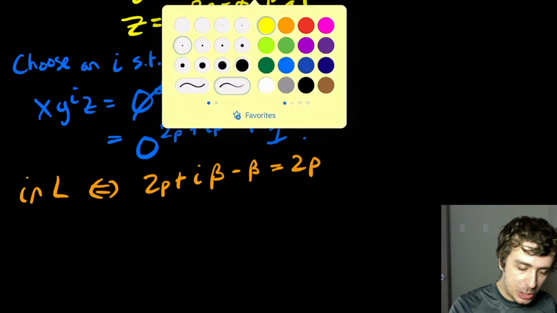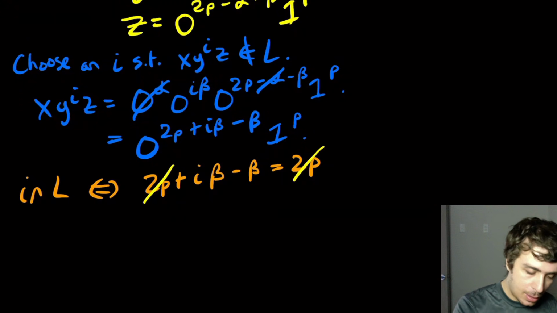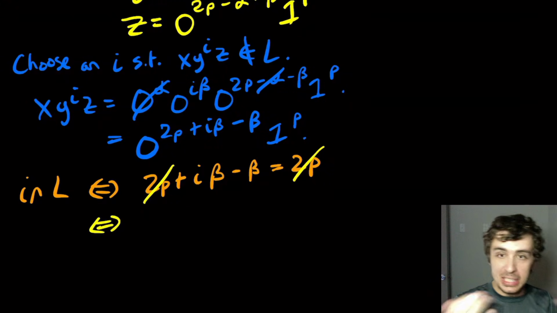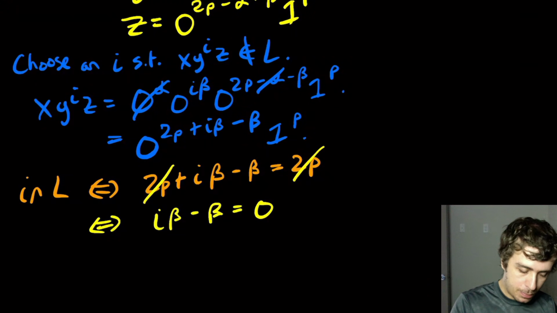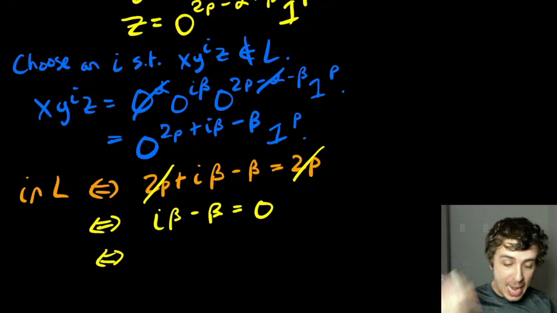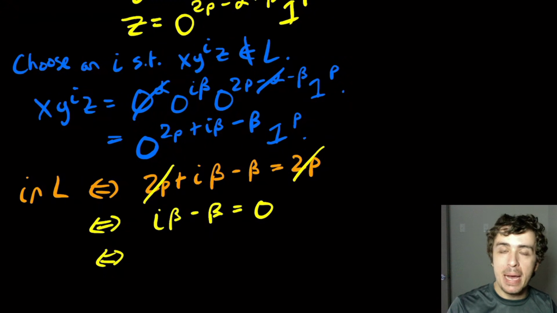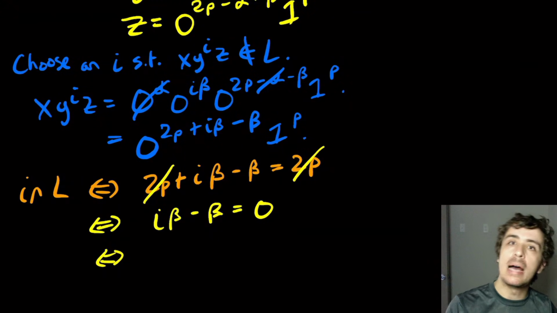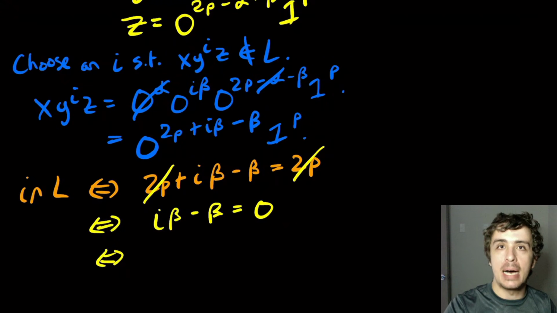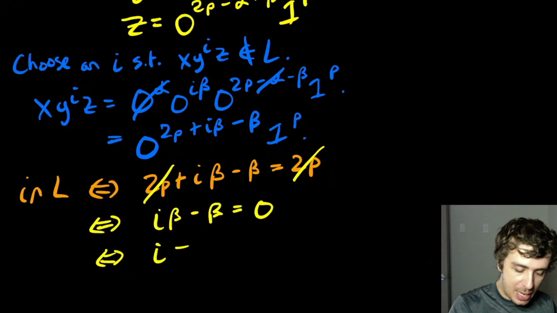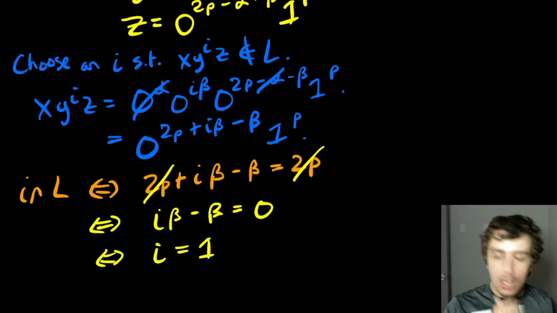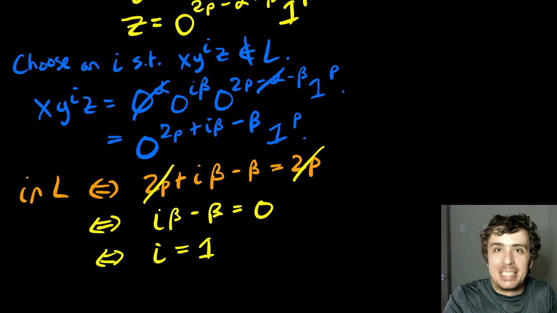Well, here we can just subtract from both sides. This is in L if and only if this is true. So we're going to have i beta minus beta equals 0. I'm going to add beta on both sides and divide by beta, which I'm allowed to do because beta is not 0, it's at least 1. So that's if and only if i is equal to 1. And you can kind of see that here. Well, let's just pick an i that's not 1.